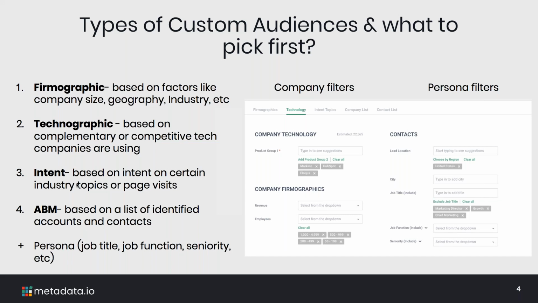And lastly, you have your persona, which you always apply no matter how you're sourcing your list of accounts on the left side. You will always apply a persona criteria in your custom audience creation because you want to find the right contacts within these accounts.